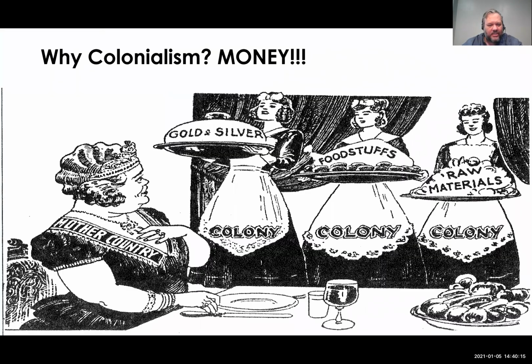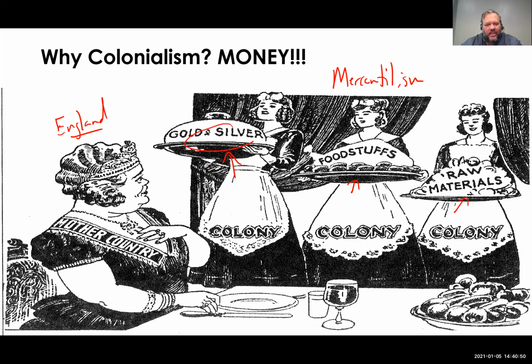So when we talk about colonialism, this is a political cartoon that you might see in your U.S. history class, but this is kind of the idea. Keep it in historical context here. This is England, the mother country, and all of these colonies bring something to her, whether it's gold and silver, food, or raw materials. Generally speaking, this is also something called mercantilism, the economic system that surrounds it.